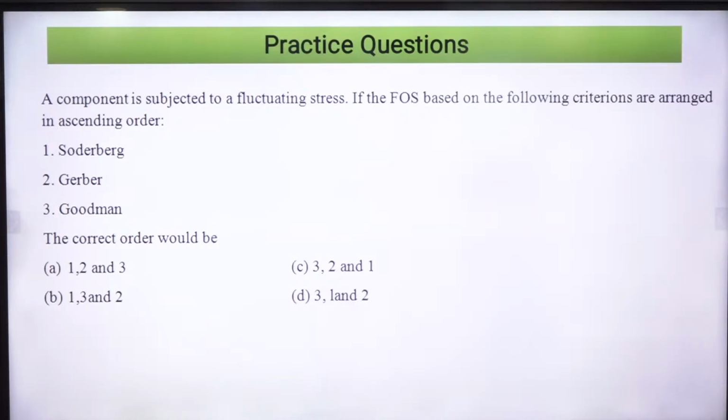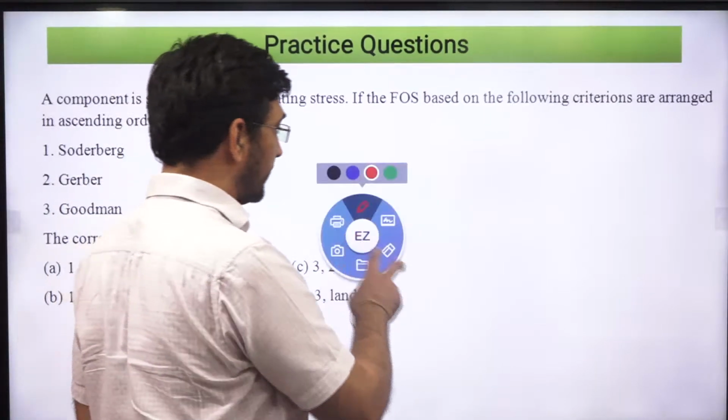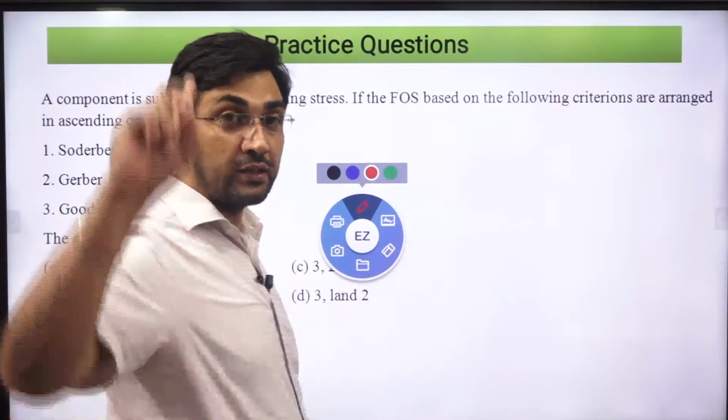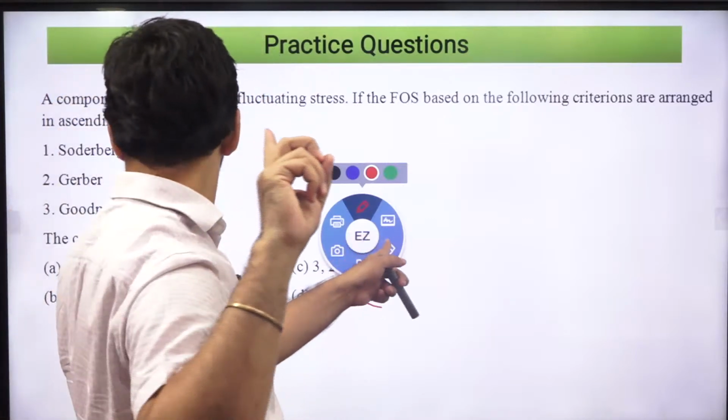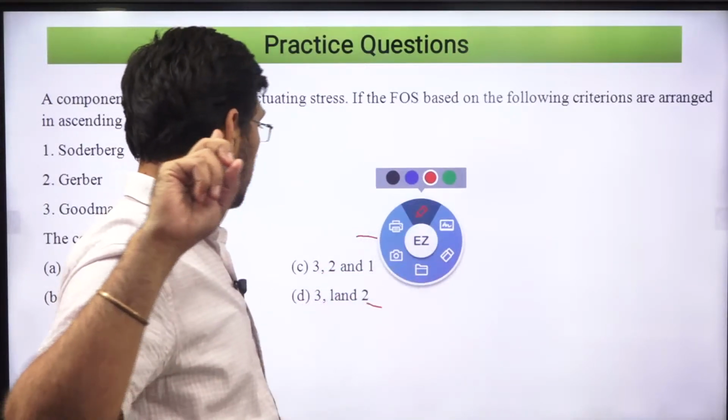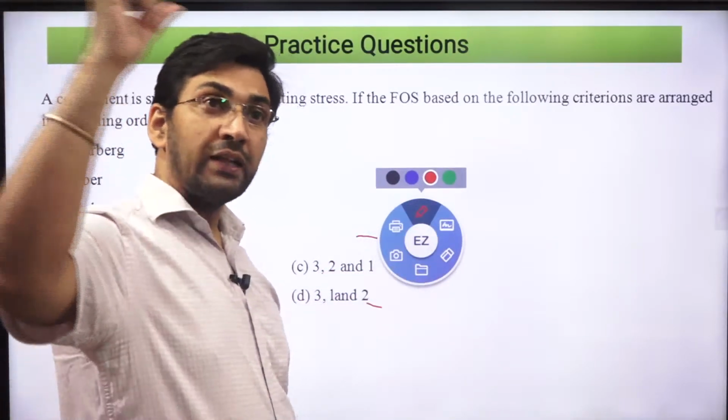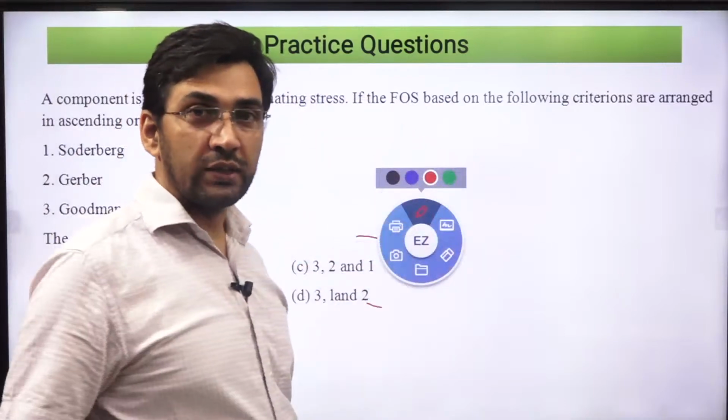A component is subjected to a fluctuating stress. A component is subject to a fluctuating stress if the factor of safety based on the following criteria are arranged in ascending order. Now, keep it in mind, he's not talking about the factor of safety that you are applying. See the first question that we discussed. There we talked about what? When we are applying the same factor of safety, then we were asked to answer that question.